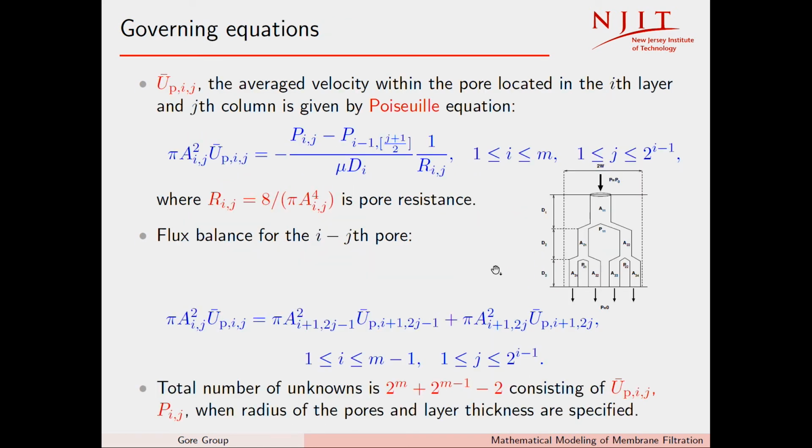The governing equation for the velocity follows Poiseuille's equation, which means it is proportional to the difference in pressures, and inversely proportional to the viscosity of the fluid, the height of the filter and of the pore, and the resistance, which is defined as these terms here. We also have a flux balance assumption, which simply means that the flux going down this way is equal to the flux here and here combined together. In the end, we have the same number of unknowns as equations, so we can solve this system.